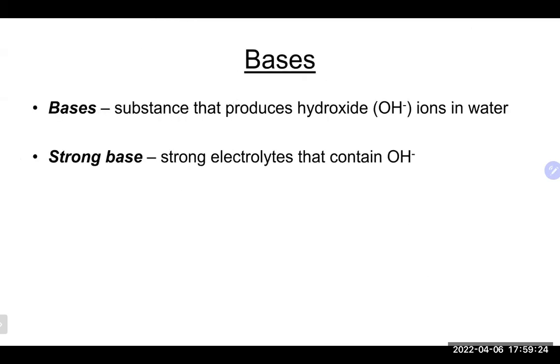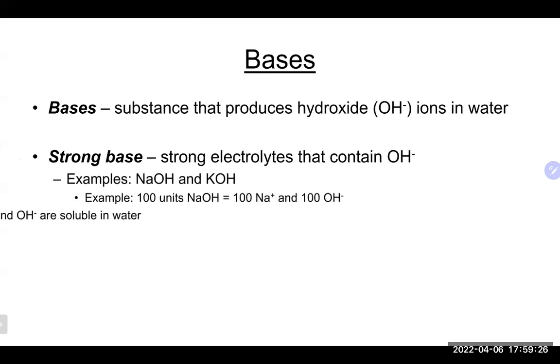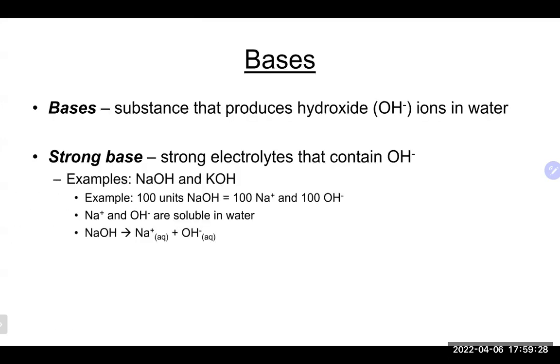Now, bases, on the other hand, are substances that can produce hydroxide ions in solution. So it's a little bit opposite of an acid: if you have something that has the ability to produce free OH minus, or hydroxide ions, floating around in that solution, that is really your basic definition of a base.